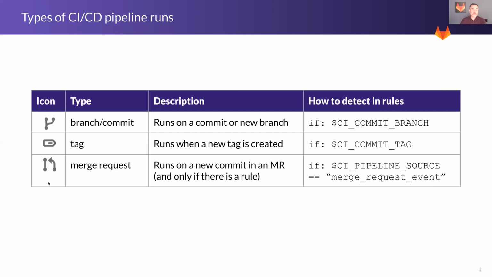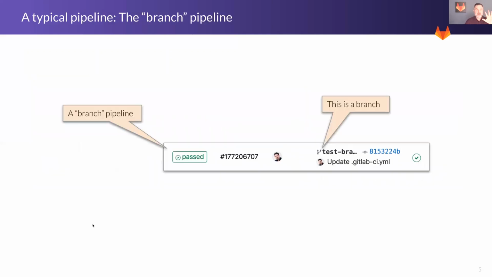Finally, there's a merge request pipeline, which runs on any new commit in an MR, but only if there is a rule. And the rule should say this, if CI pipeline source equals merge request event. All right, and this is what we're really going to talk about because it is odd and weird and powerful and wonderful and magic. Okay, so to get the context, a typical pipeline is a branch pipeline.